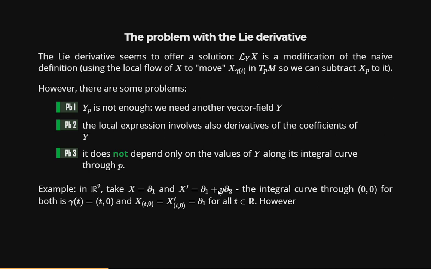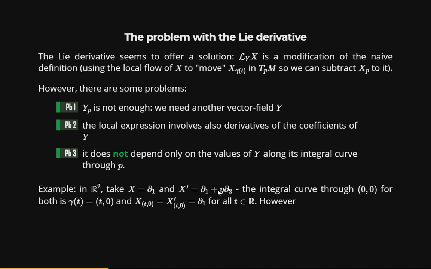Take, well, x should be y. Well, anyway, x is partial 1 and x prime is partial 1 plus y partial 2. So on the x-axis, they both are partial 1. So they're both tangent to the x-axis, the horizontal axis in R^2. The integral curve through the origin is the horizontal x-axis.